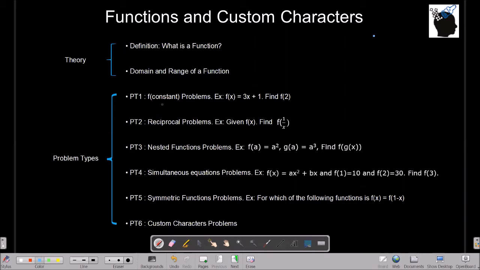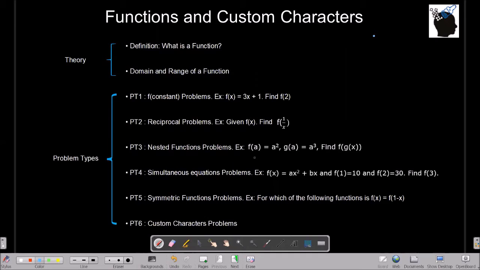So the first one is finding f of a constant. Example, f of x is equal to 3x plus 1 and we have to find the value of f of 2. The second problem type is on reciprocal problems. Example, f of x is given to you and we need to find the value of f of 1 by x. The third one is on nested functions problems.